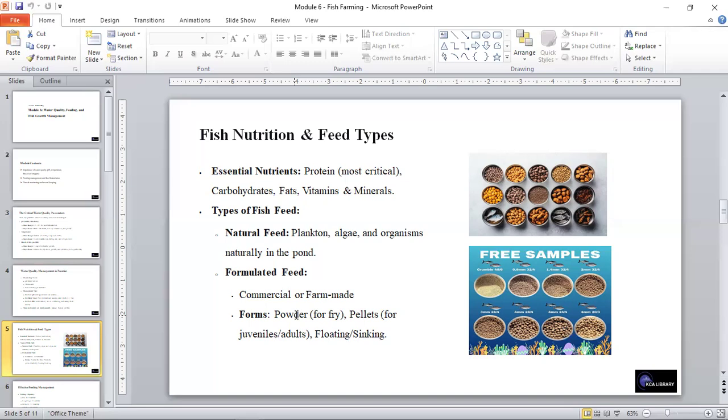And it is used for commercial or farm made. It can be in form of powder, especially for fry or younger fish, and it could be in pellets for juveniles and adults. It can also float or sink, depending on the density.